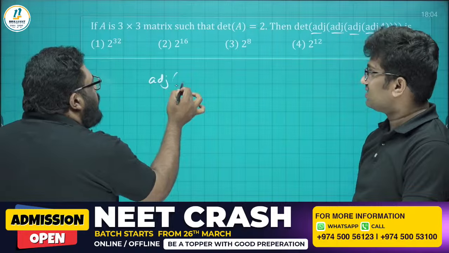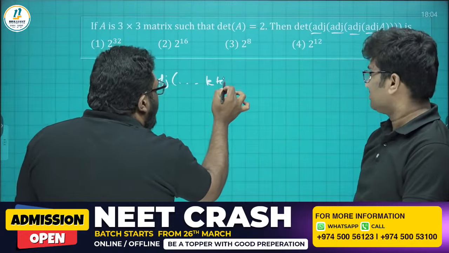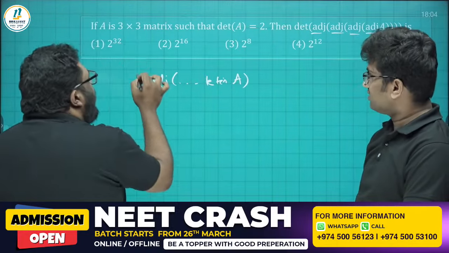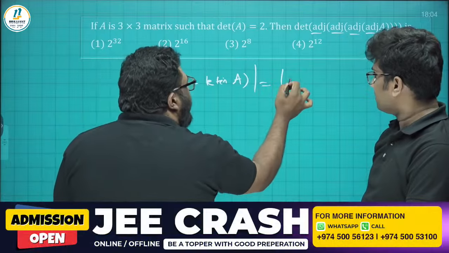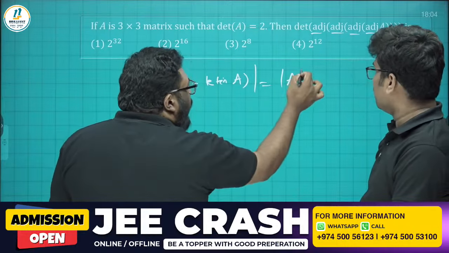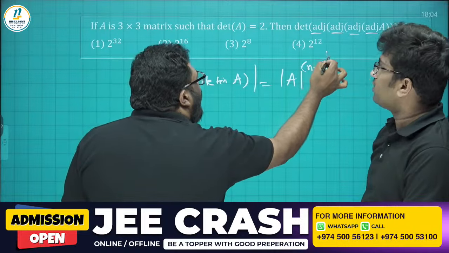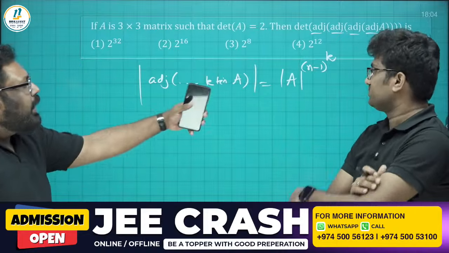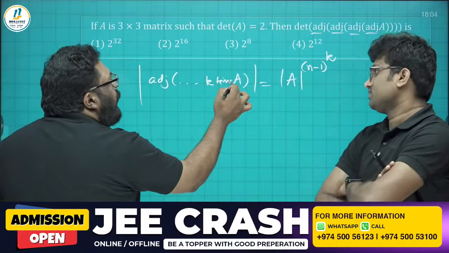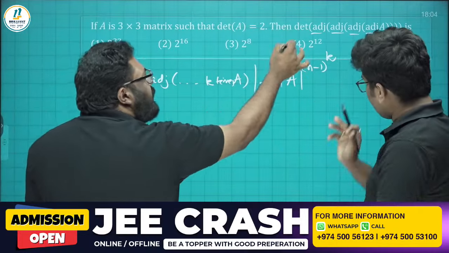If you're trying to take the adjoint k times of a matrix A and you're trying to take the determinant of that, it's going to be determinant of A to the power (n minus 1) whole to the power k. If the adjoint is taken k times, you have to do determinant of A whole raised to (n minus 1).